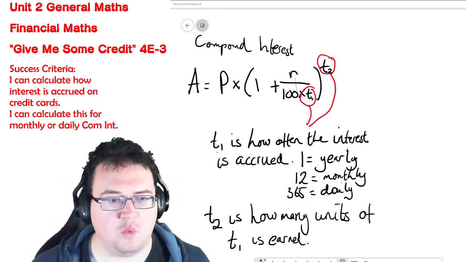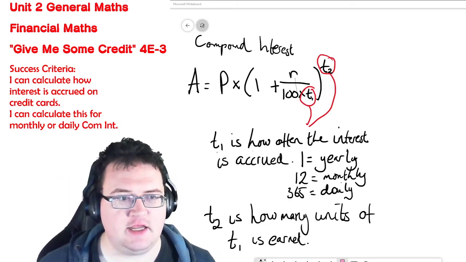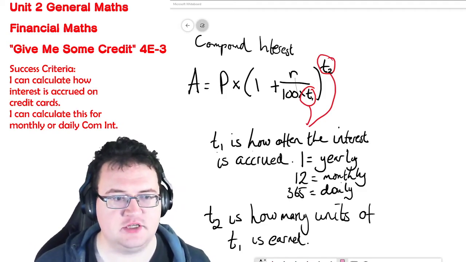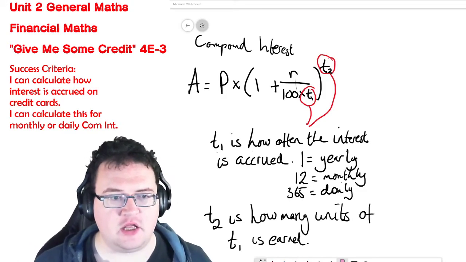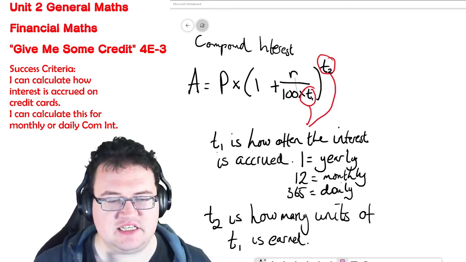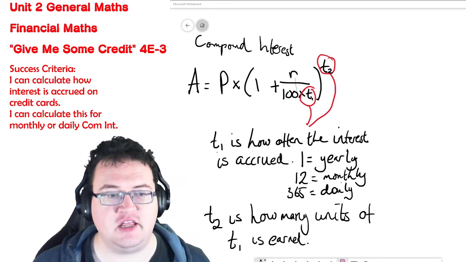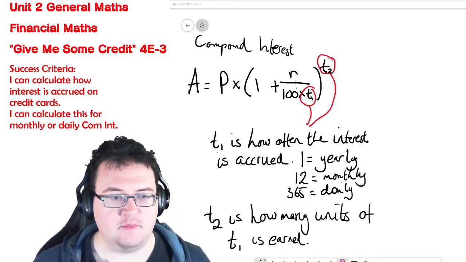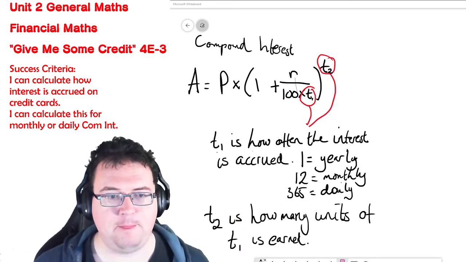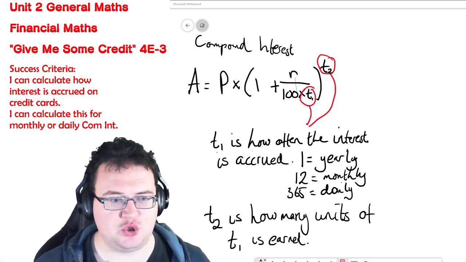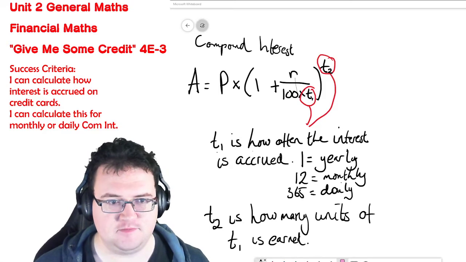G'day guys, so what we're looking at today is some modifications to the compound interest formula, because if you want to calculate your compound interest differently depending on the number of times you want to do it, you need to use a slightly different formula. So the modified formula is up here, and it looks exactly the same except there's two different variables.